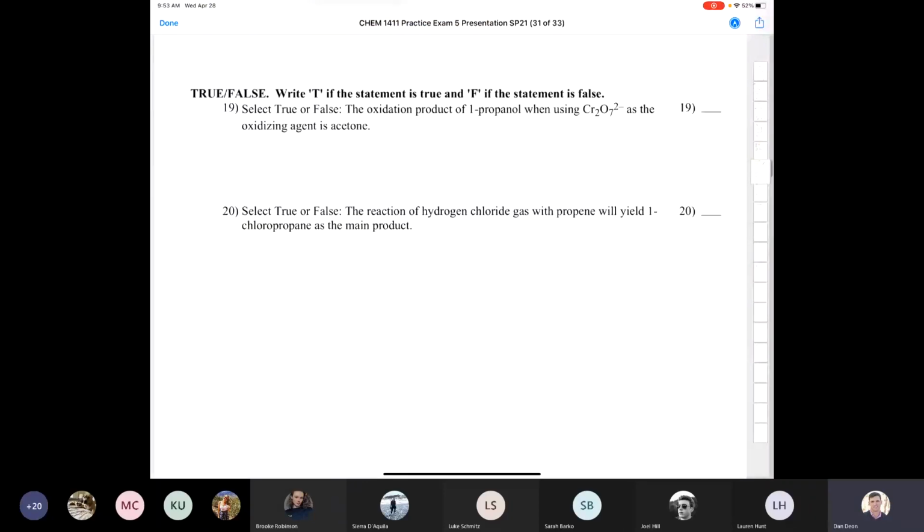Question number 19 and 20 are true and false questions. You get a 50-50 chance on these, but you don't want to take your chances, do you? You want to get the right answer. So question 19 says, the oxidation product of 1-propanol with the dichromate ion as the oxidizing agent is acetone. Well, acetone is the same thing as propanone, which is this molecule. Let me just move my acetone molecule out of the way first.